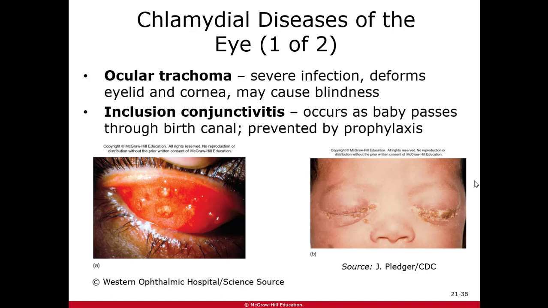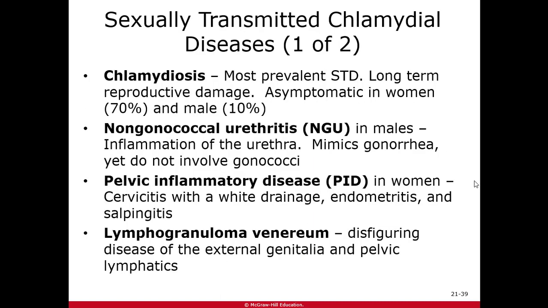Now, infants can also pick it up. It's called inclusion conjunctivitis. So if mom is suffering from the chlamydia infection during childbirth, the infant can pick it up during childbirth from the vagina, and it can cause a conjunctivitis. It's, again, another reason why right after childbirth they put antibiotics in the eyes, because there are several things infants can pick up during childbirth.